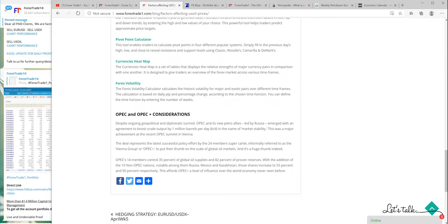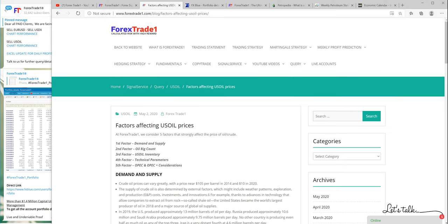And of course, OPEC and OPEC plus considerations. Now there are OPEC and OPEC plus, because of this Russia-led group, also known as the Vienna group. The 24-member super cartel, informally referred to as the Vienna group or OPEC plus, puts its thumb on the scale of global oil markets. When OPEC and OPEC plus make comments, tweet something, or publish any news or statement, that affects oil in a great way. So these are the five factors that we take into consideration.